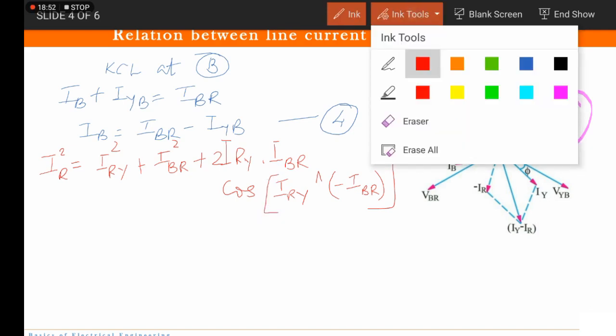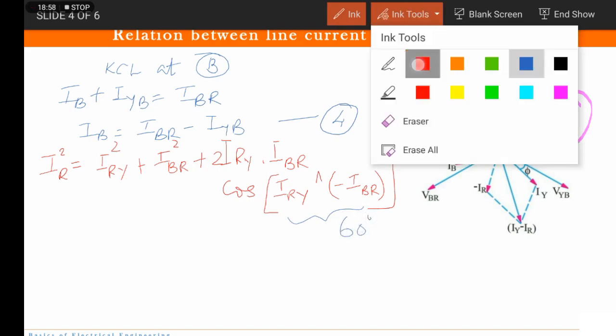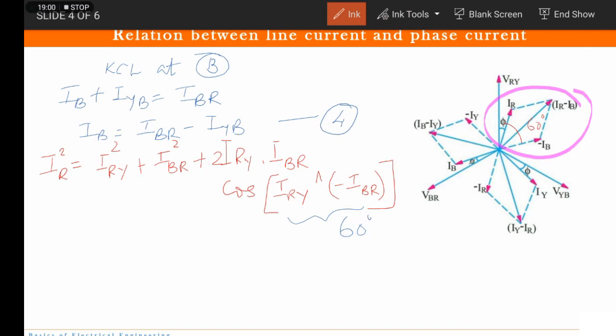Right? Now what is this angle? This angle is 60 degrees. So what is going to be the next step? We will put that here. Secondly, we know that IRY is equal to IBR, and this is nothing but phase current, isn't it? In the beginning we wrote this equation. So therefore, let this be equation 5.